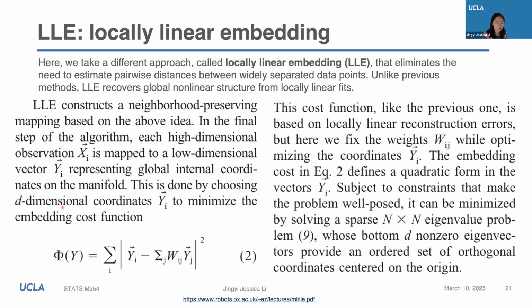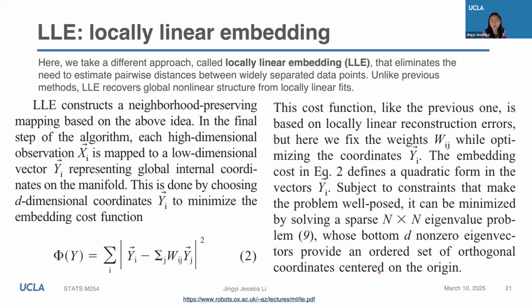This is done by choosing a small d-dimensional coordinate, so typically small d equals 2, yi to minimize the embedding cost function. So remember, note that here we have the same Wij, which are what we learned from the original high-dimensional space, but we're trying to find the yi's, the two-dimensional embeddings. This cost function, like the previous one, is based on locally linear reconstruction errors, but here we fix the weights Wij while optimizing the coordinates yi. The embedding cost in equation 2 defines a quadratic form in the vectors yi. Subject to constraints that make the problem well posed, it can be minimized by solving a sparse n by n eigenvalue problem, whose bottom d non-zero eigenvectors provide an ordered set of orthogonal coordinates centered at the origin.